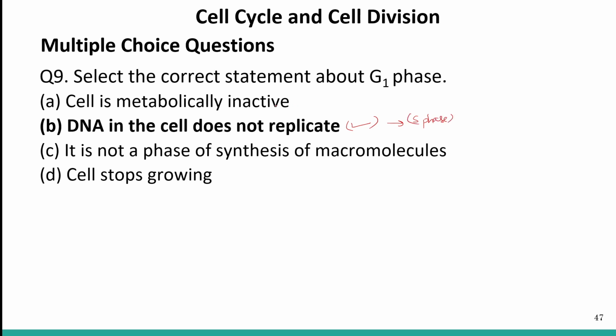All these others are incorrect. The cell is metabolically active during the G1 phase, so that is incorrect. It is not a phase of synthesis of macromolecules, but actually macromolecules are synthesized during the G1 phase. Cells stop growing is also incorrect, because the cell is actually growing during the G1 phase.